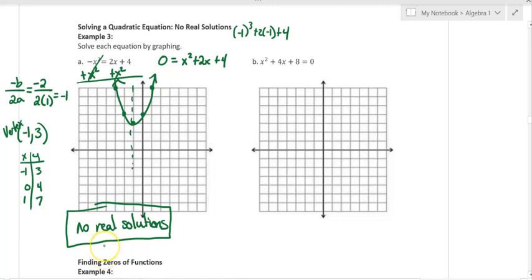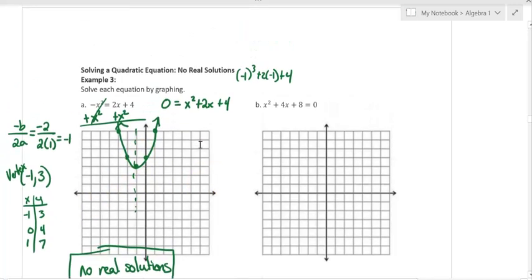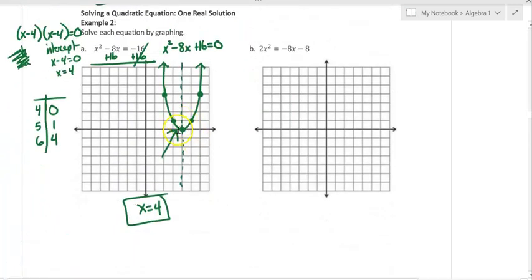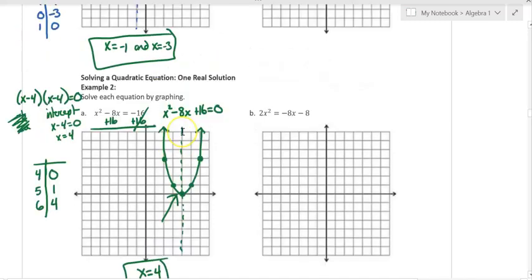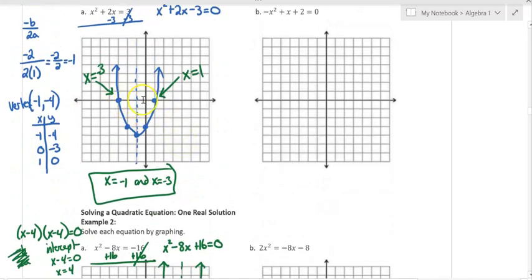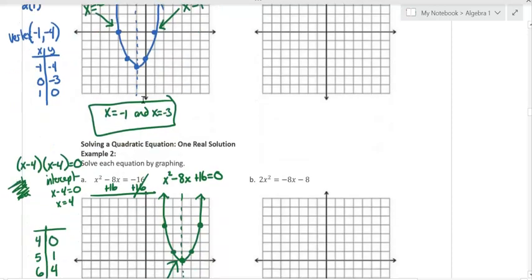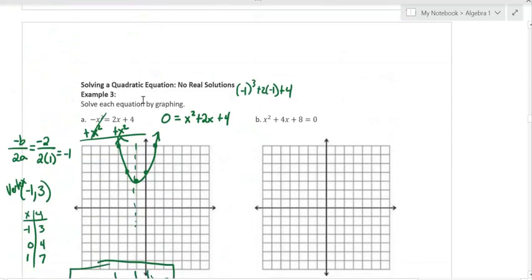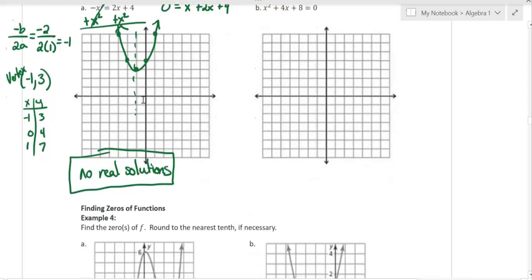So basically you have three options. You can have no real solutions when there are no x-intercepts. When the vertex is on the x-axis, you have one solution. And when it has two x-intercepts, you have two solutions. And that's all the possible answers you can have when you're graphing a quadratic.